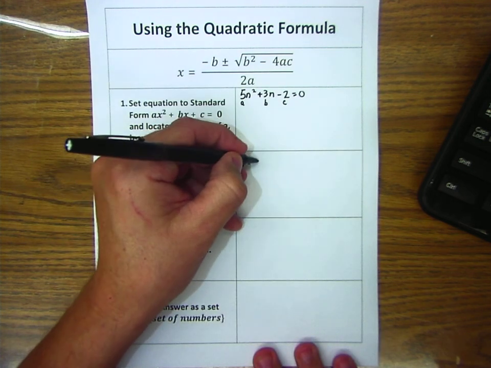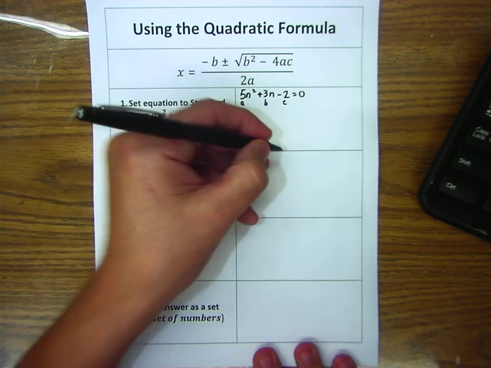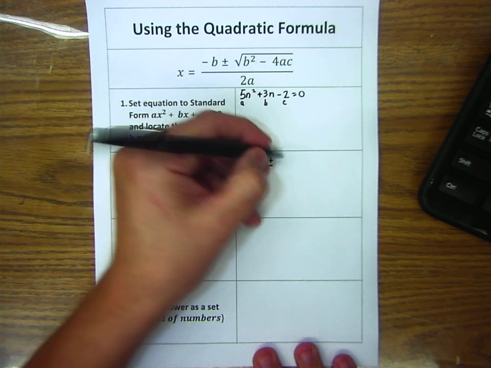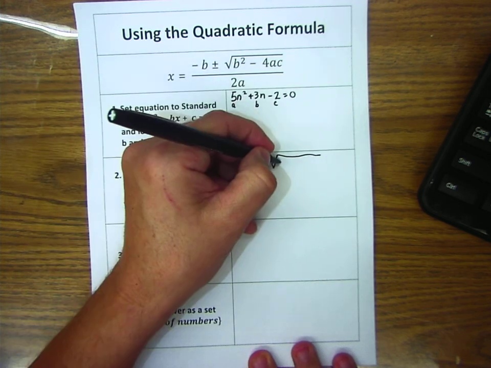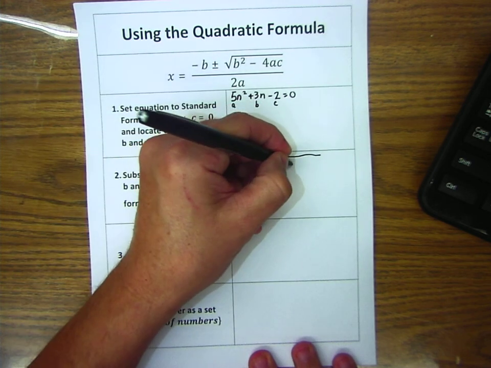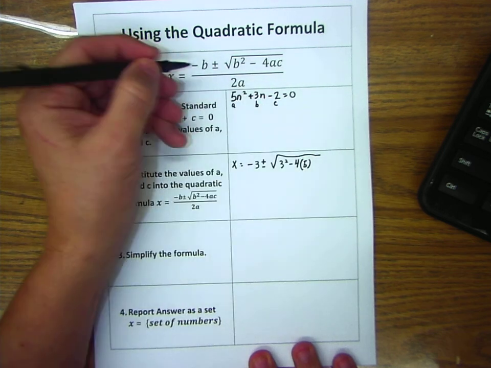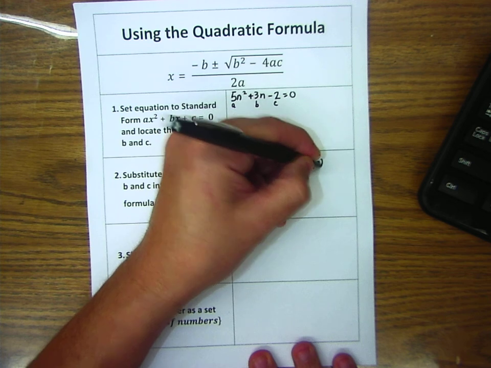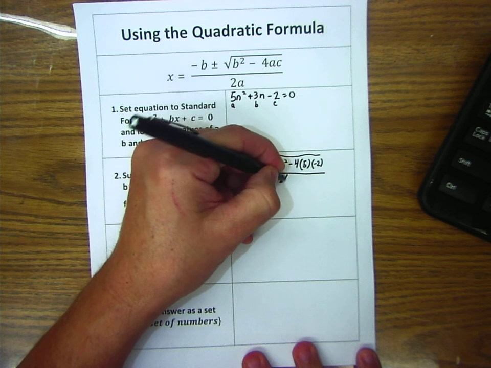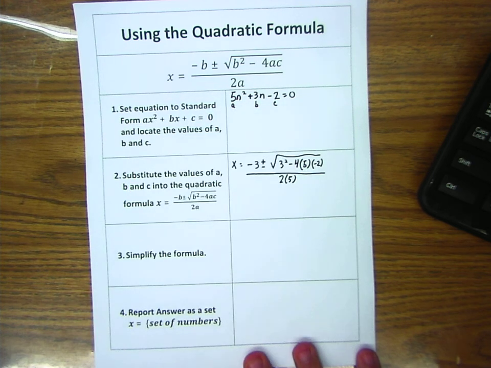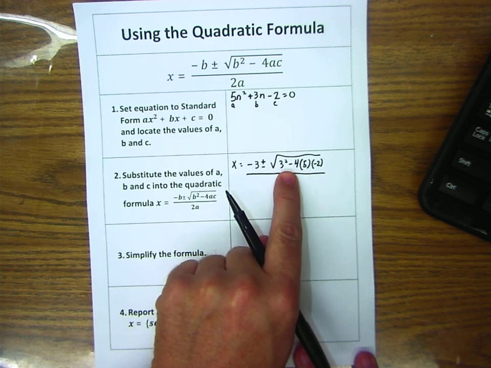X is equal to negative b, well, b is positive 3, so it's negative 3, plus or minus the square root of b squared, so that's 3 squared minus 4 times a, which is 5, times c, which is negative 2. And that entire thing is divided by 2 times a, which is 2 times 5. All we have to do is simplify this into its two values.